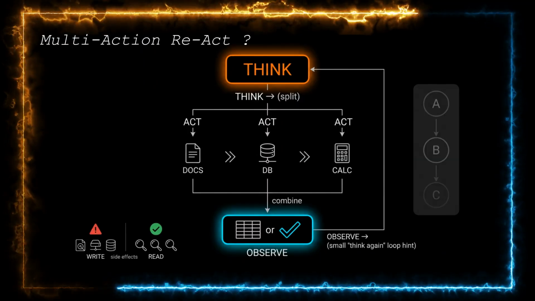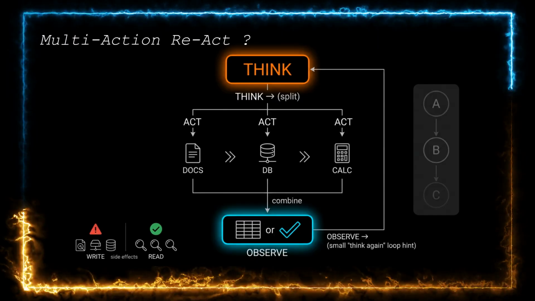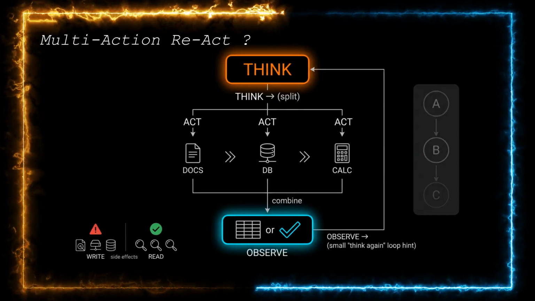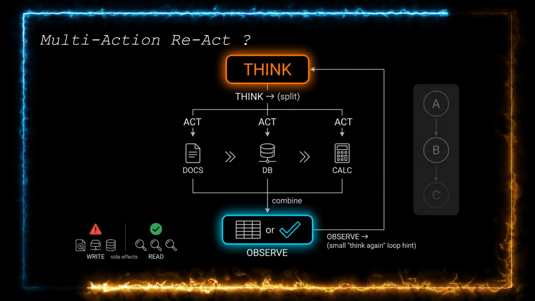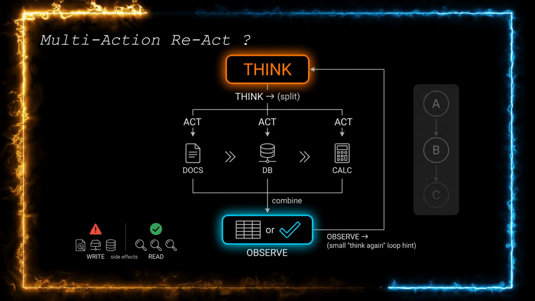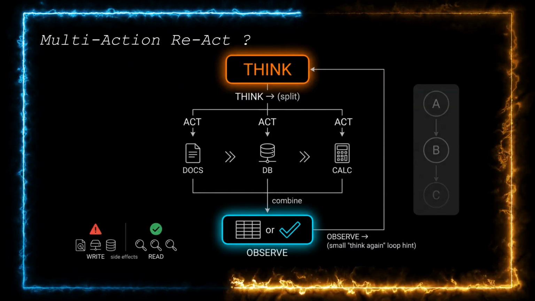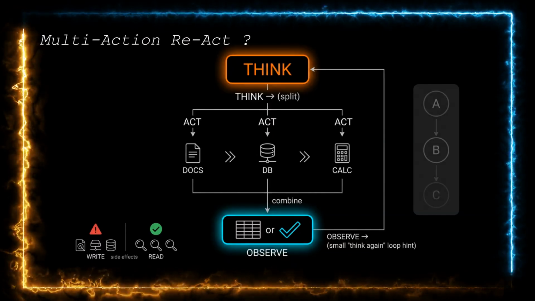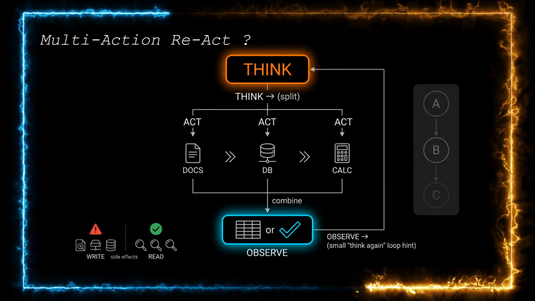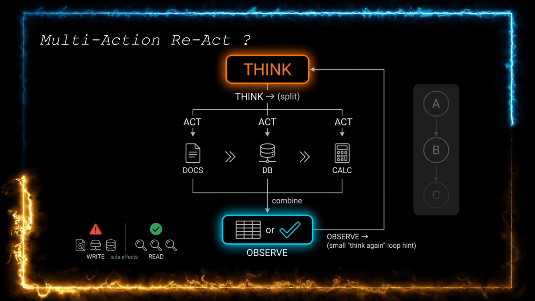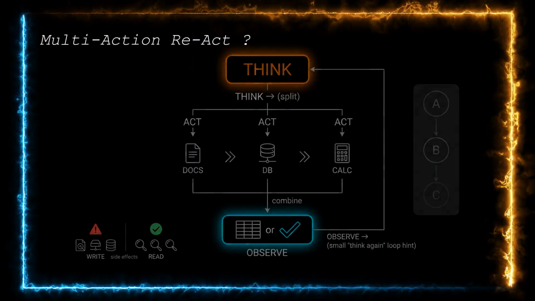This can be much faster than doing everything one by one, but it only works when the actions are independent. If one tool call depends on the result of another, parallel execution can create ordering problems. There is also more risk with side effects. Reading from 3 sources is usually fine. Writing to 3 systems at once is dangerous unless the workflow is very controlled. So multi-action ReAct is useful for independent lookups, parallel search, comparison, and aggregation. But for ordered workflows, keep the steps separate.